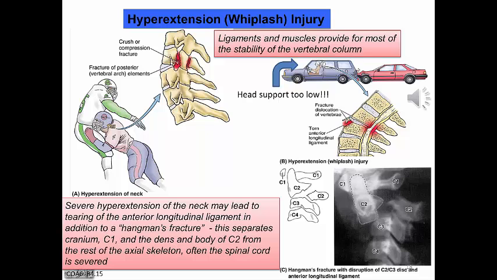All the other ligaments of the vertebral column will resist forms of flexion. If you have severe hyperextension of the neck, as indicated through this tackle here, again it may lead also to a tearing of the anterior longitudinal ligament, but you also might suffer a so-called hangman's fracture, which is actually a type of fracture where you have a separation of the head, C1, and the dens and the body of C2 from the rest of the axial skeleton. As you can imagine, this can be absolutely devastating and also fatal if the spinal cord is severed.